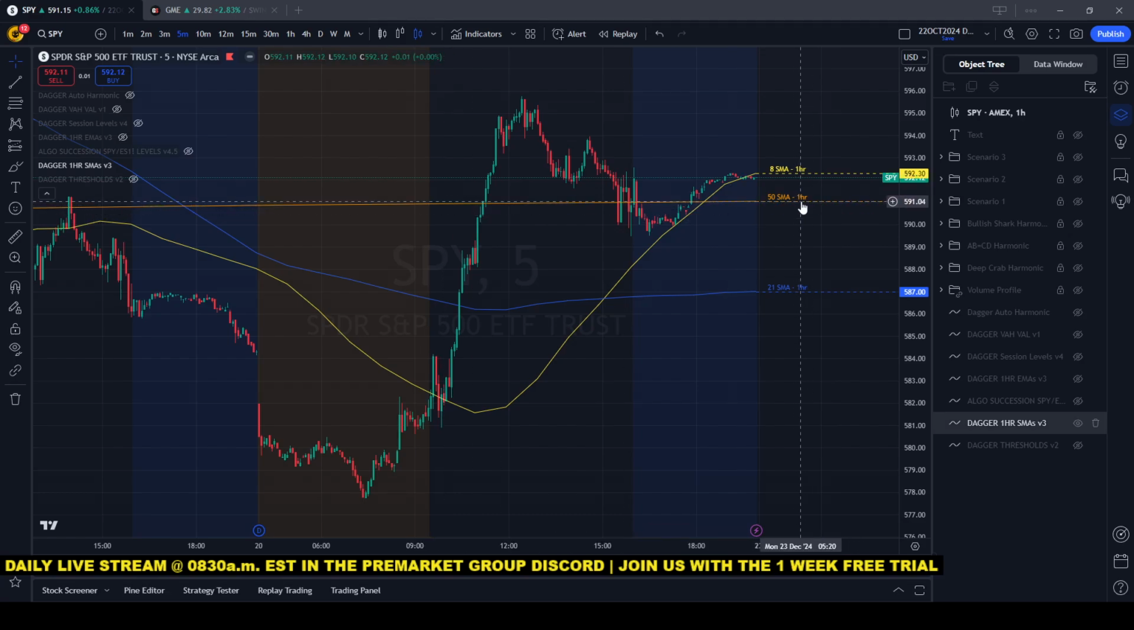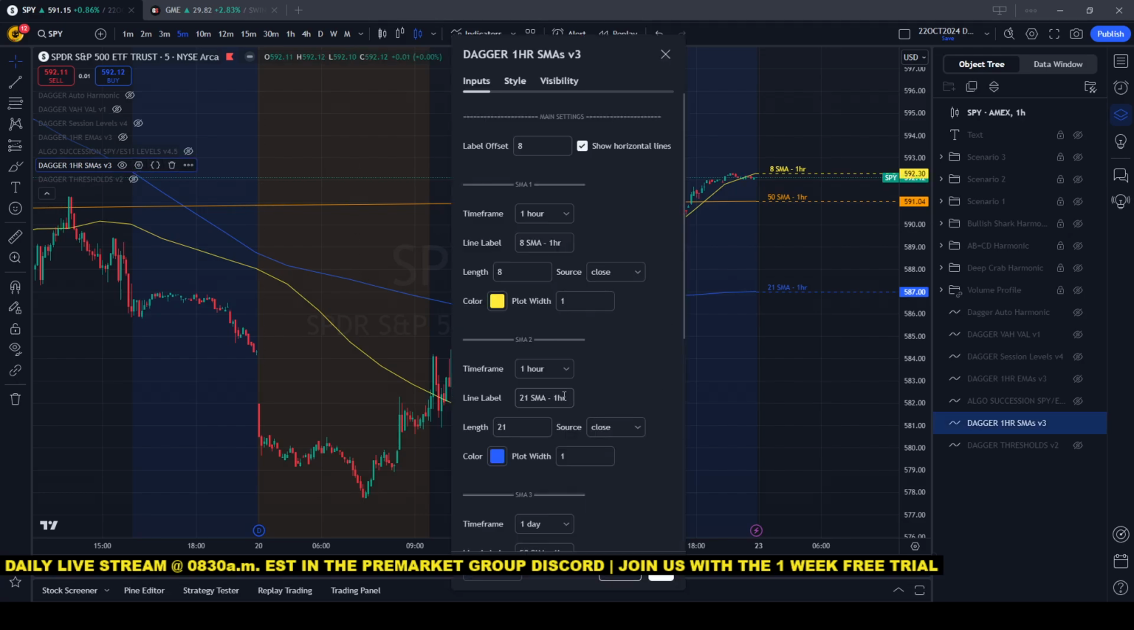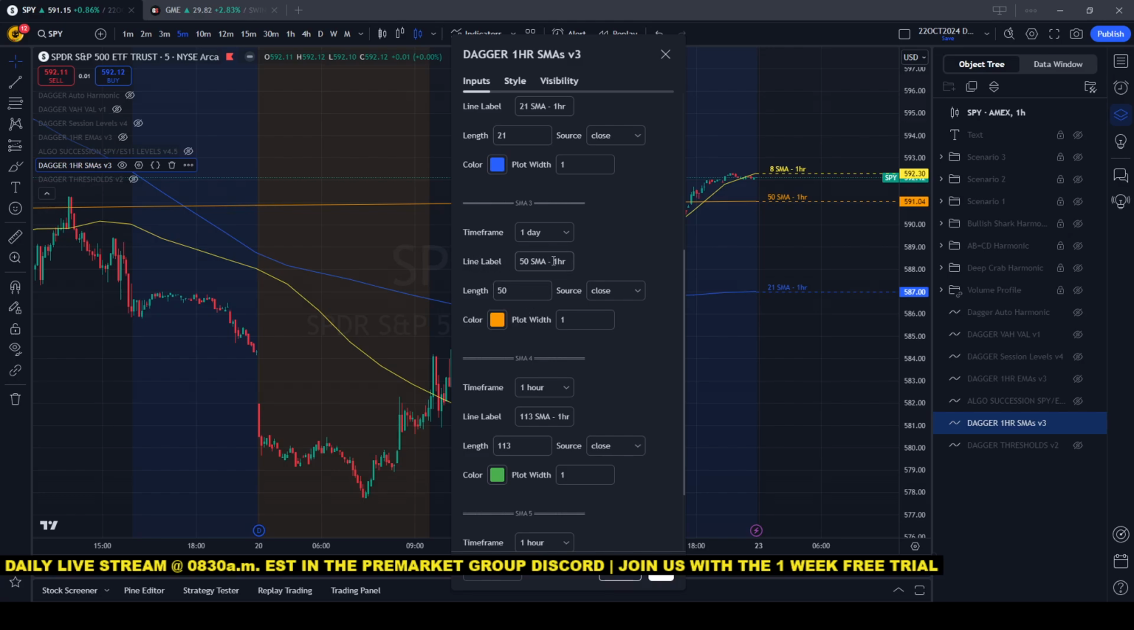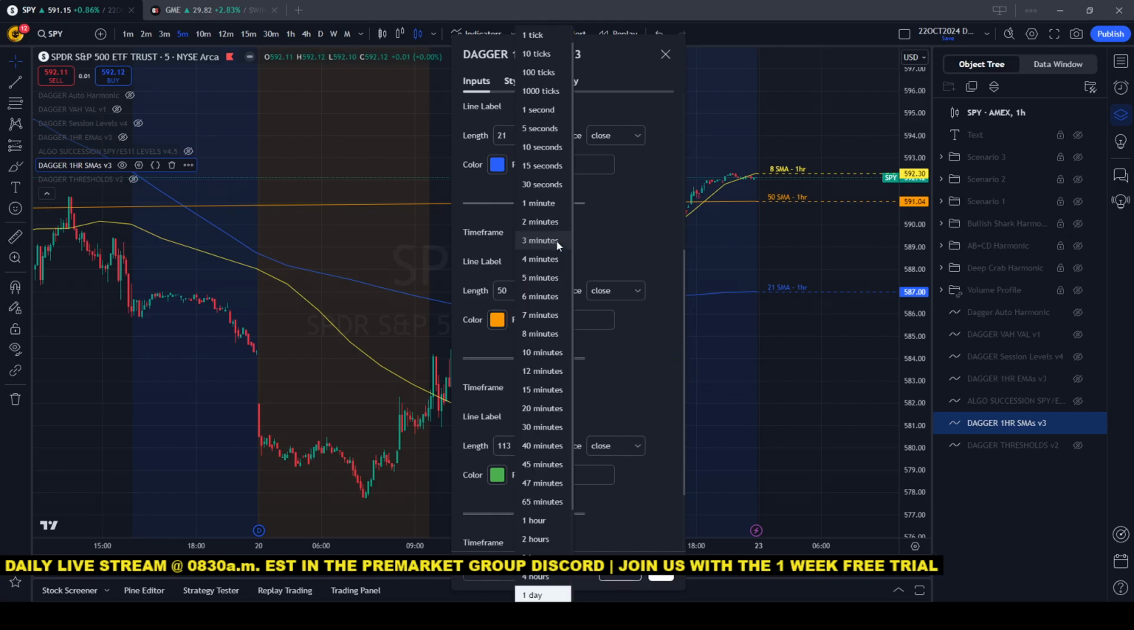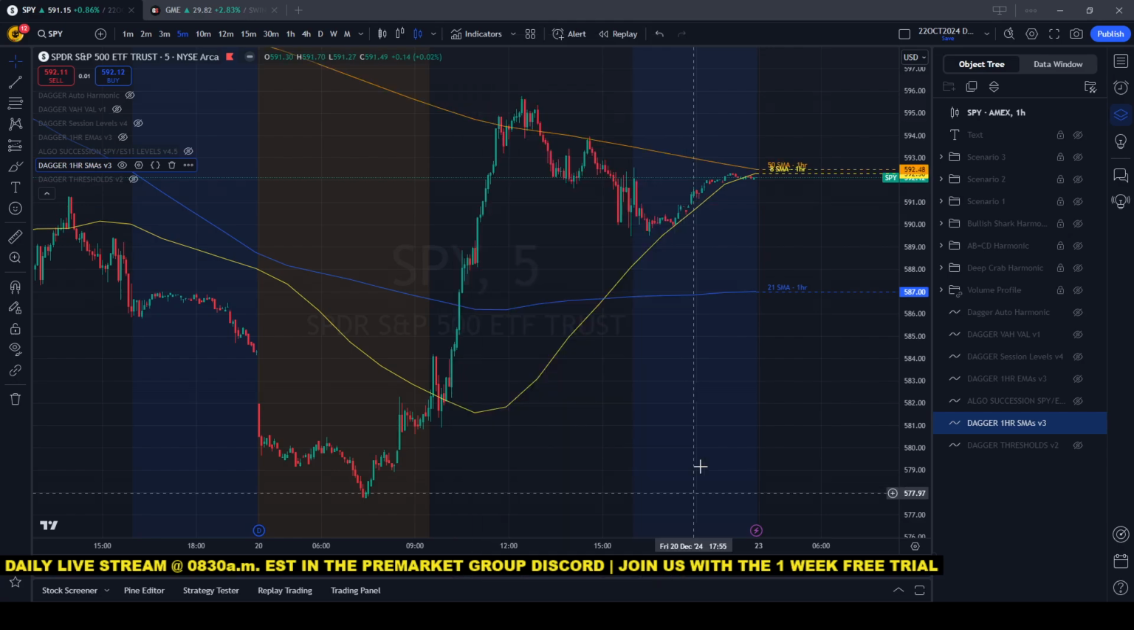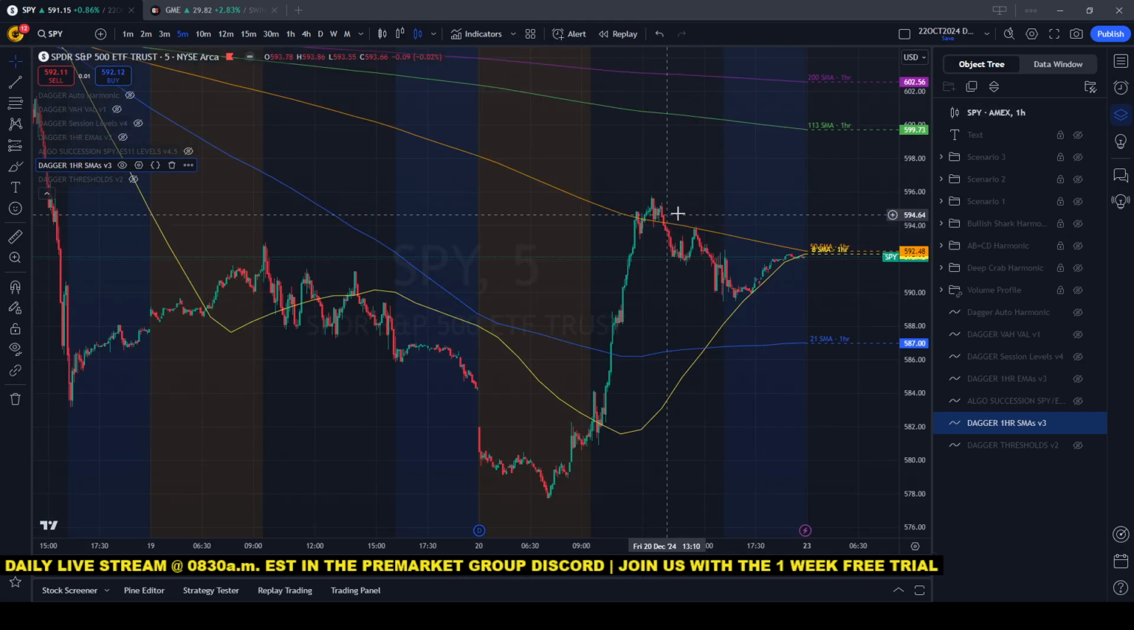Now notice it says 1 hour on the label, and that's because I made it so you can label it accordingly. So down in here, the line label, I would change that to daily to reflect the time frame data. So you can label them however you want. You can select the time frame you want, the length, the color. So a lot of good features that you can do with this indicator. So I'll keep it up on the hourly time frame here.